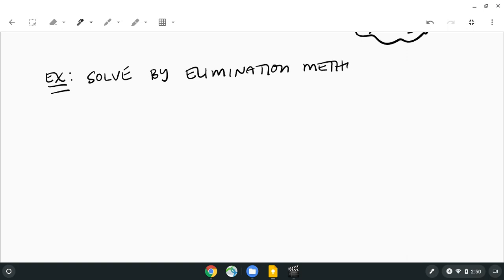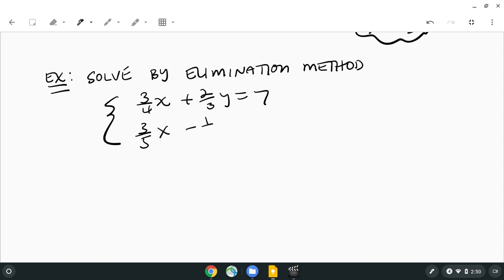So what we're going to be doing here is clearing our fractions. So if you remember that from chapter 1, suppose that we have this 3/4 x plus 2/3 y equals 7, and 3/5 x minus 1/2 y equals 18. Okay, so what you can do here before you start doing your elimination method is clear your fractions.